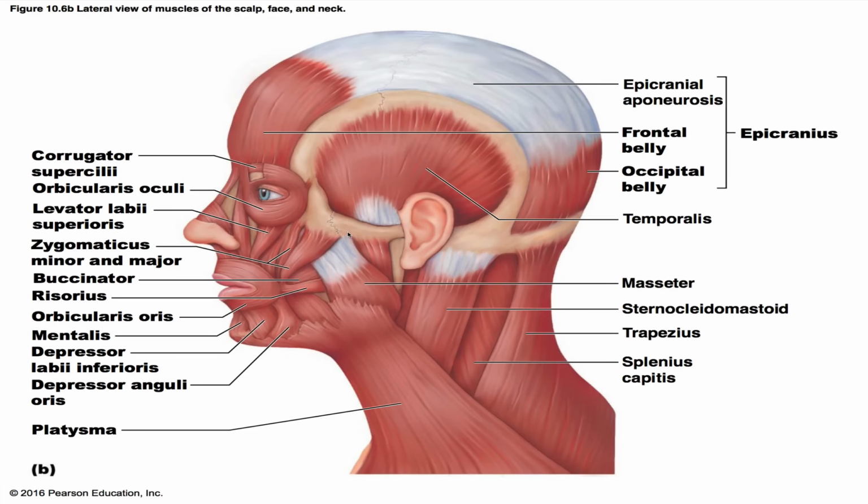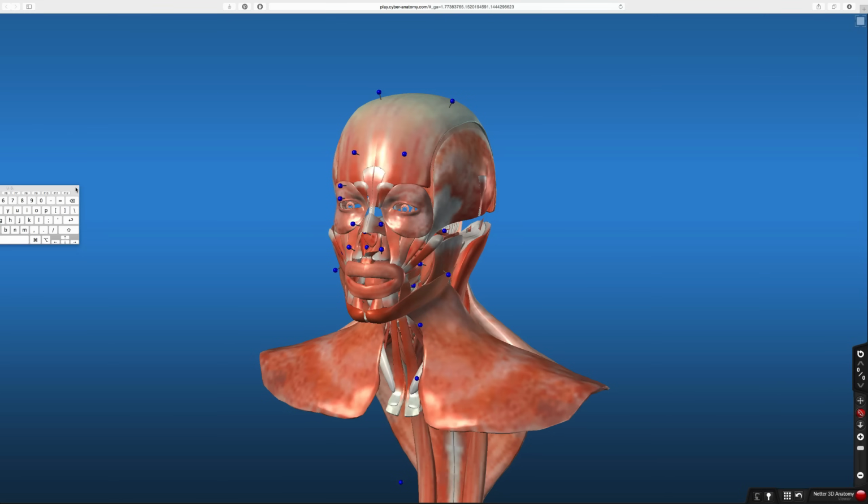Now, what does it do? The action: it draws your eyebrows together and inferiorly. This is the prime movement, this is the agonist. In addition to that, it also wrinkles the skin of your forehead vertically. So that's when you're frowning.